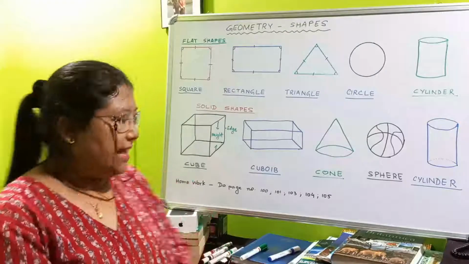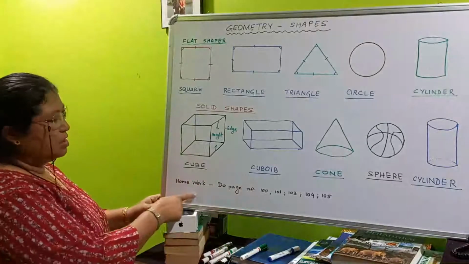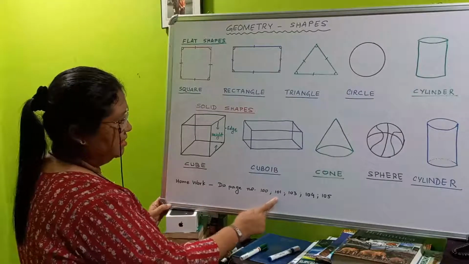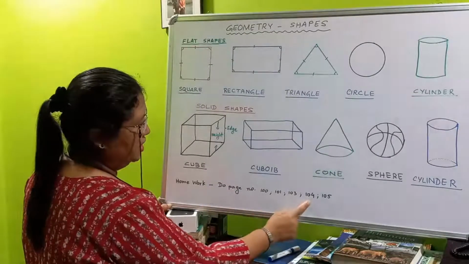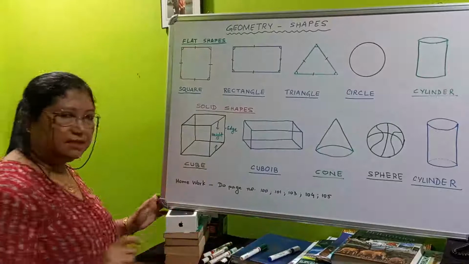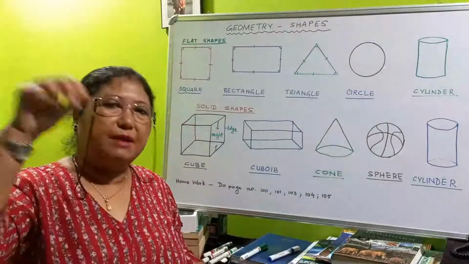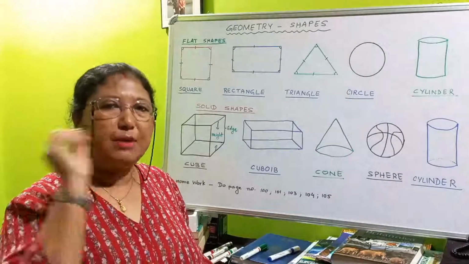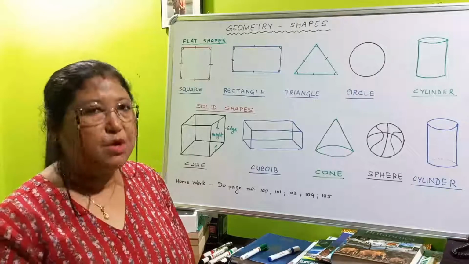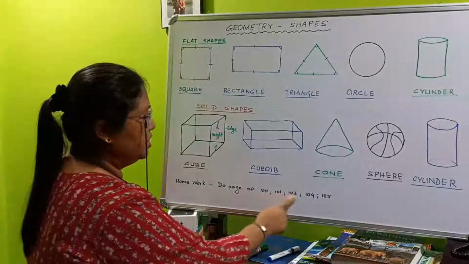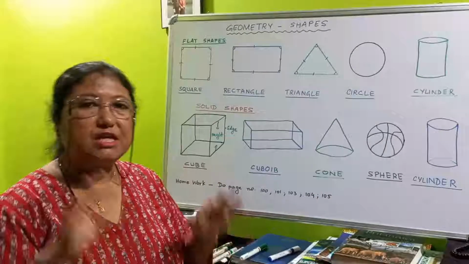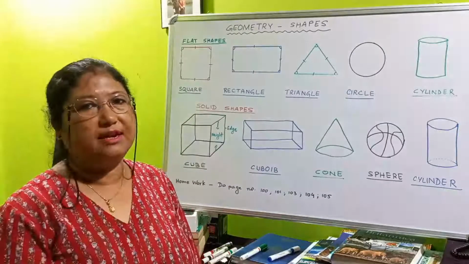Okay, children? And there is some homework also. Homework: do page numbers 100, 101, 103, 104 and 105. They are just simple things. You just have to circle or draw a tick. It is simple, you have to do it in the book also. It won't take much time. So I have given 1, 2, 3, 4, 5 pages together. Okay, they are very short. Okay, so you can do it, children.